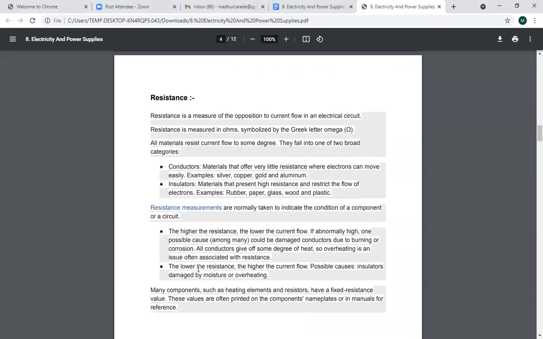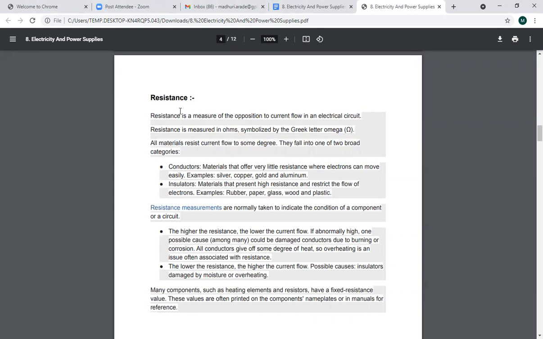So here resistance, you can see that it resists the flow of that current. So it will deny the flow of that current. That is nothing but a resistance. Now, why do we need a resistance? Now it depends on how much current supply you require for a particular component.